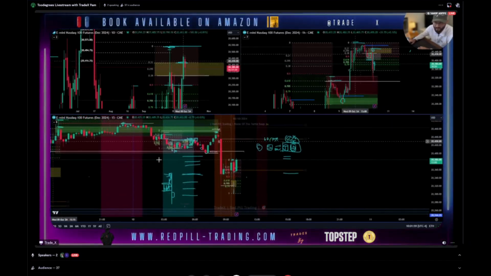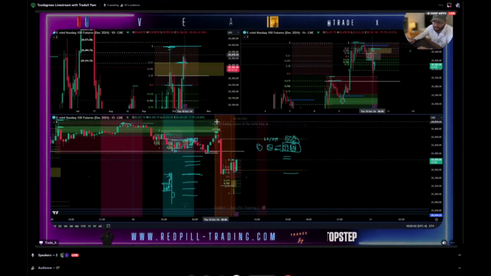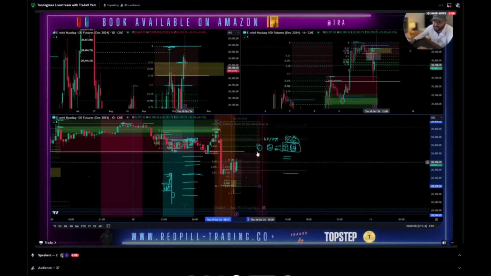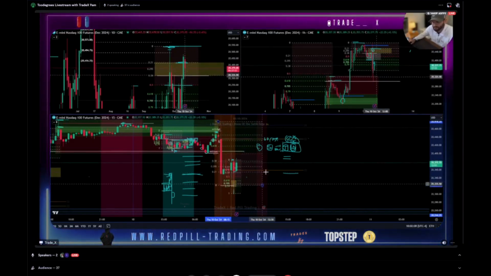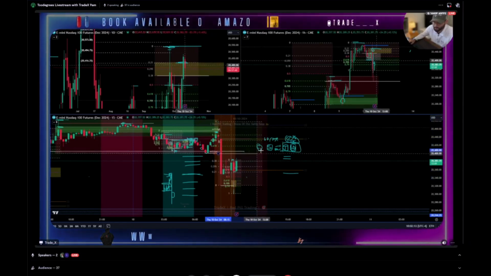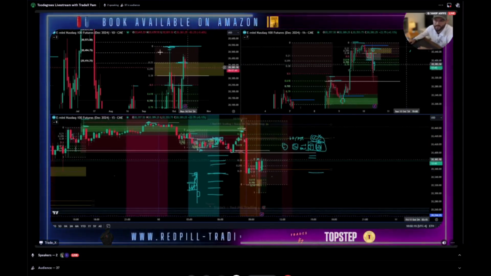The range that Pat was talking about. Okay, so we haven't closed below it, have we? No. So this high to this low. What would you want to be mindful of? Oh, hello, breaker block. Mean threshold on the 15.